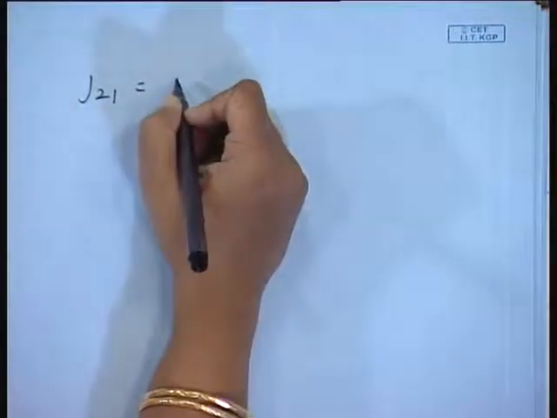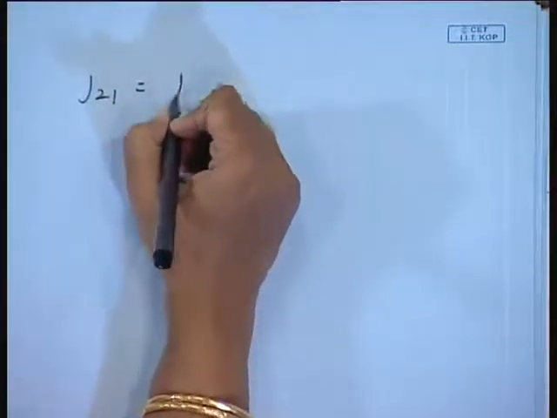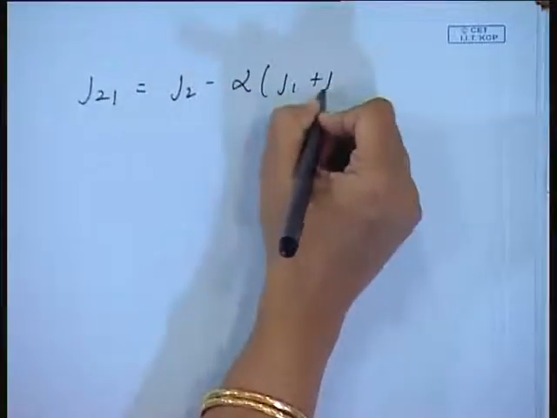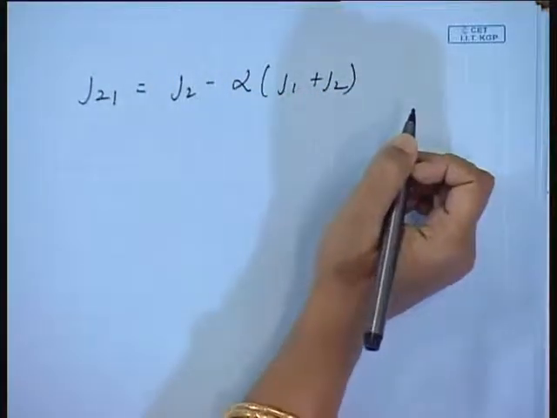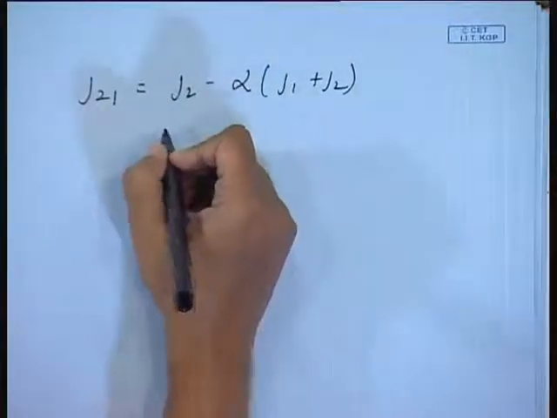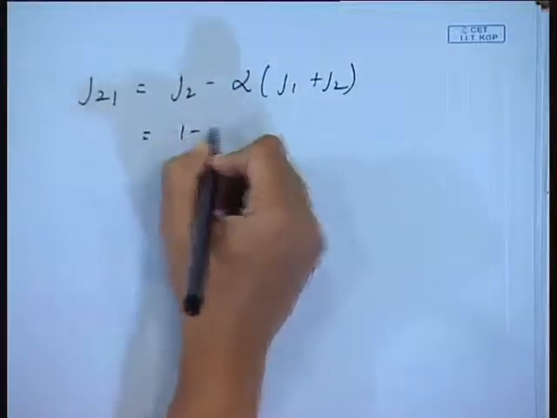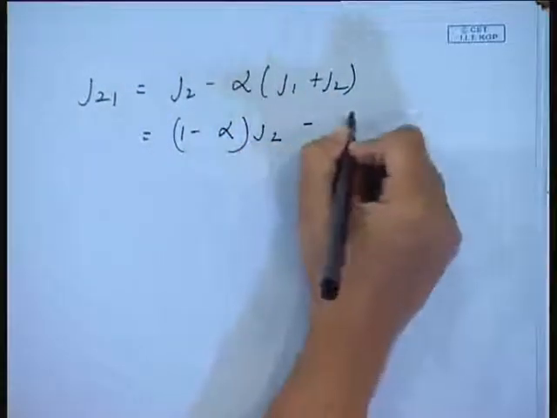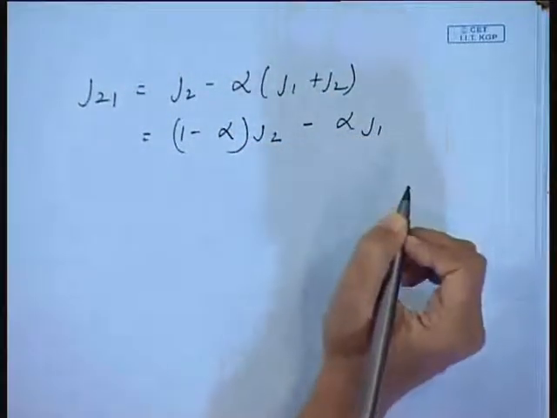Yeah. So this you do not see now, let me see. Now, what is the second way of representing it? The second way of representing it is, I have this equation: J21 equals J2 minus alpha J1 plus J2, is it not? Or this can be written as (1 minus alpha) J2 minus alpha J1.